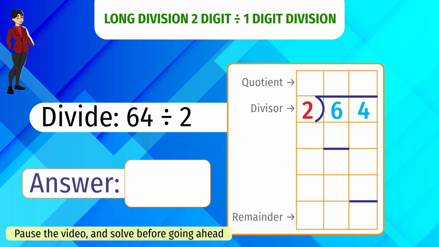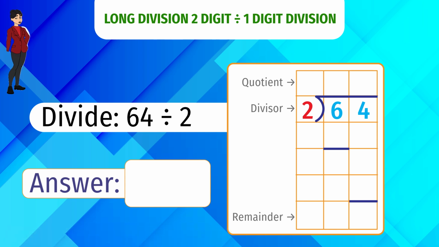Write the dividend 64 as shown. Write divisor 2 on the left. When dividing, at first take only one digit of the dividend 64 to divide, starting from the left. Dividing 6 by 2, we get 3. Write 3 in the quotient space above the dividend.